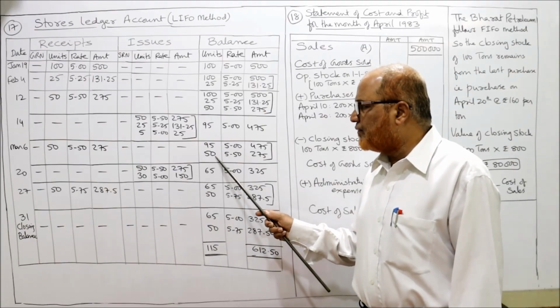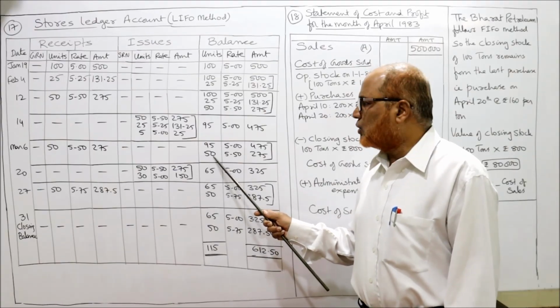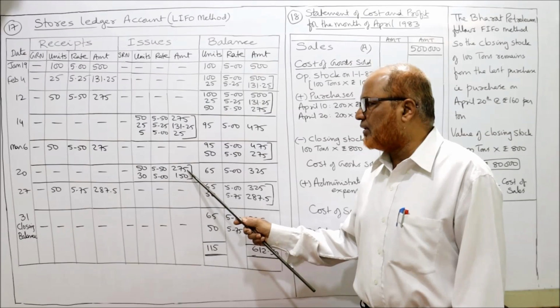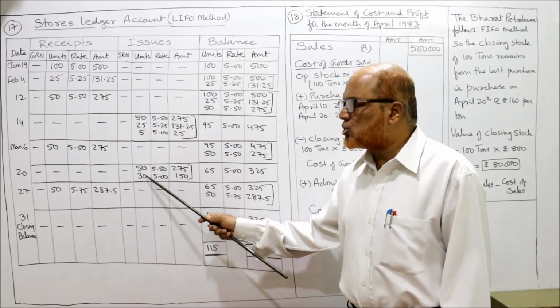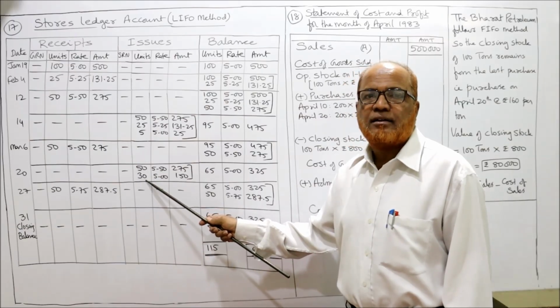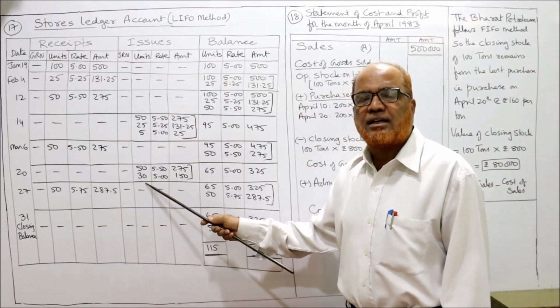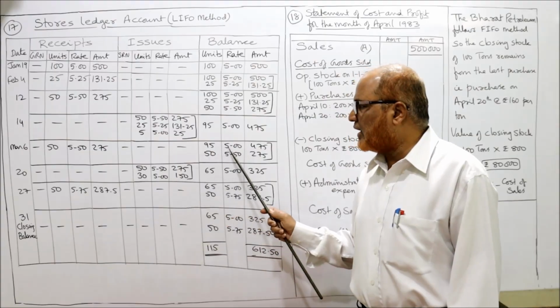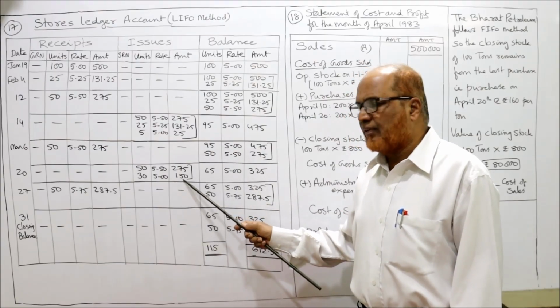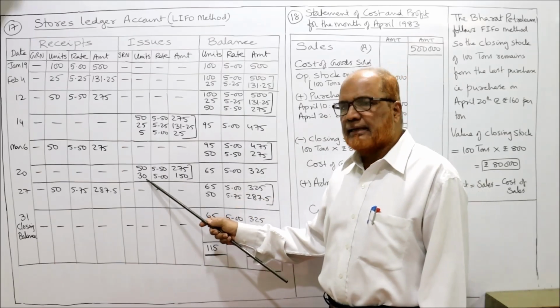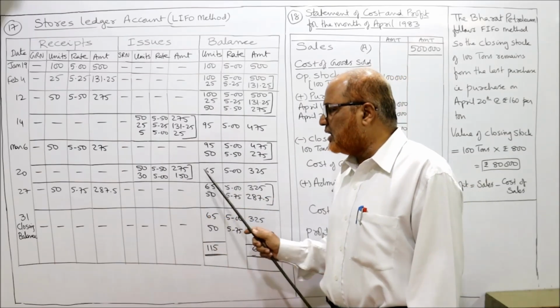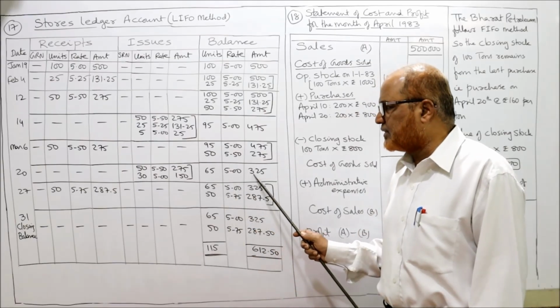The last lot of 50 tons will be issued first. So 50 into 5.5, 275. Out of this 95, we are issuing 30 because totally we require 80. From 80, first 50 is taken out, leaving 30. So 30 tons at 5 rupees will come to 150. Now out of 95 tons, we have issued 30 tons. So 95 minus 30, you will get 65 tons at 5 rupees, 325.